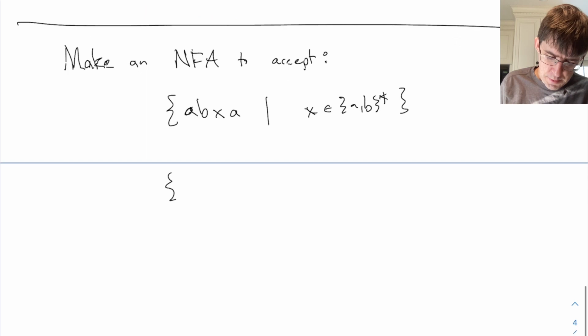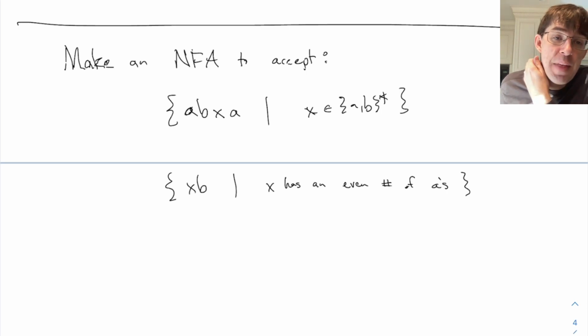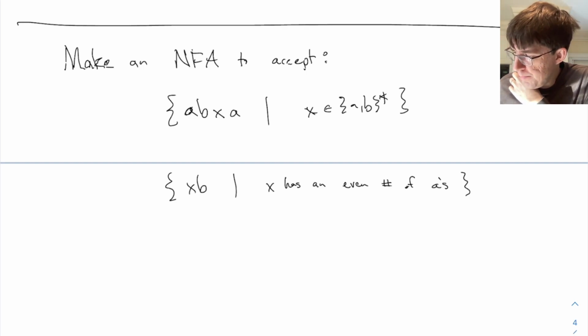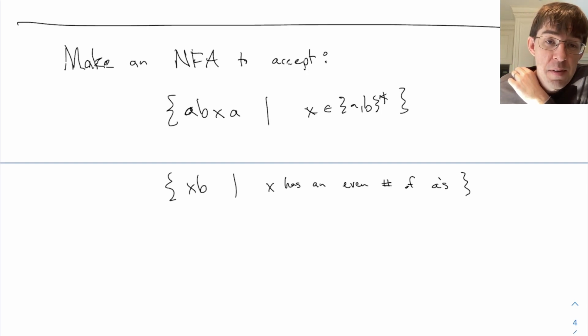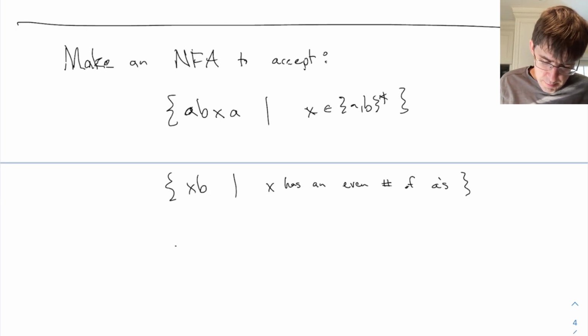How about X B such that X has an even number of A's. So this one, the X part has an even number of A's and then it ends with a B, and that's accepted. My hint for that one would be think about the even odd sort of DFAs that we've done in the past. Do something like that, but then also say it has to end with a B. And then the last one.